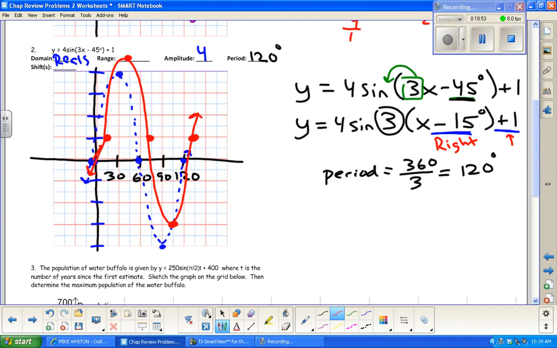Okay. So what was our range here? Okay, normally if the amplitude was 4, it would be -4 to 4, but we had that shift, so those both got 1 bigger. So the lowest this thing ever got was -3, and it actually went up to 5. So -3 less than or equal to y less than or equal to 5 for the range.